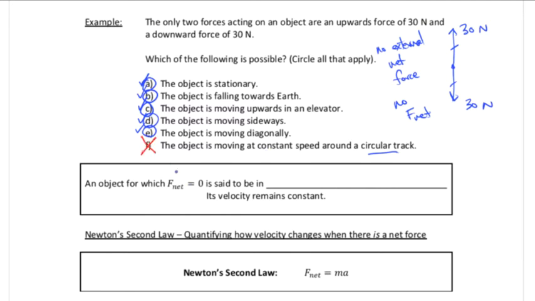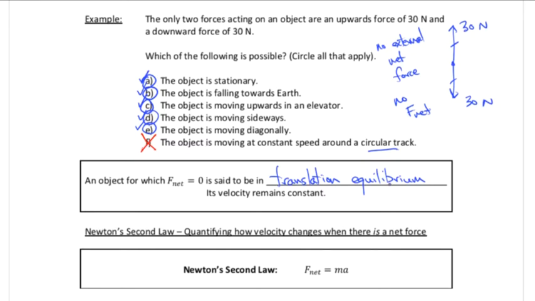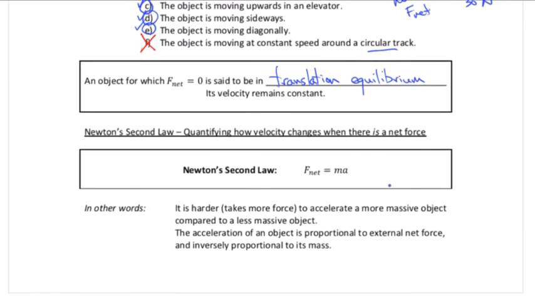An object for which the net external force is 0 is said to be in translational equilibrium. And that means that its velocity will remain constant, either 0 if it's at rest, or whatever else it is, whatever its magnitude and direction is. Translational equilibrium means that the net external force is 0. So that's Newton's first law.